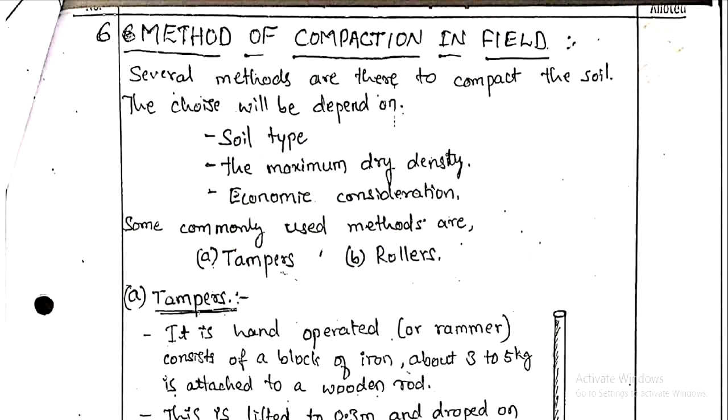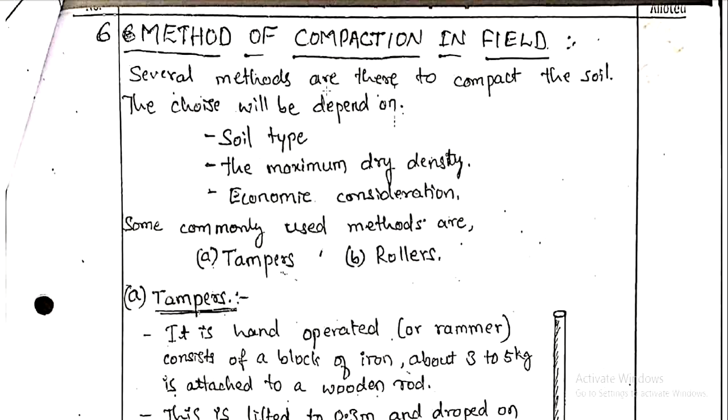In the previous session we studied the effect of compaction on the properties of the soil. We have started with module number 4, compressibility of soil, in which compaction and consolidation are two different parts that we have to study. We started with compaction, and in the previous session we studied the effect of compaction on various properties of the soil. In today's session we are going to study the methods of compaction in the field.